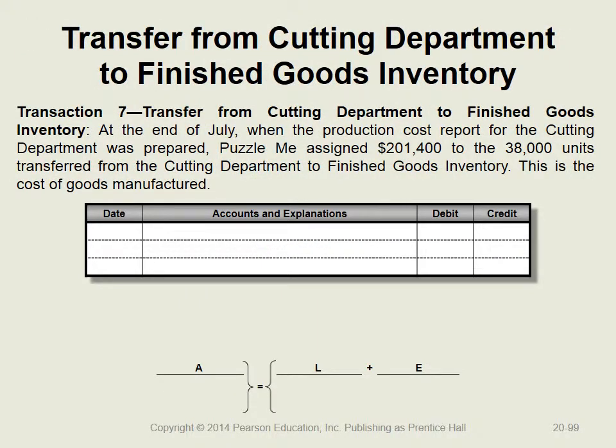At the end of the month, when the production cost report for the cutting department was prepared, the cost of units transferred from the cutting department to finished goods inventory was recorded. Finished goods inventory is increased, and the cutting department's work in process inventory account is decreased. This is the cost of goods manufactured.